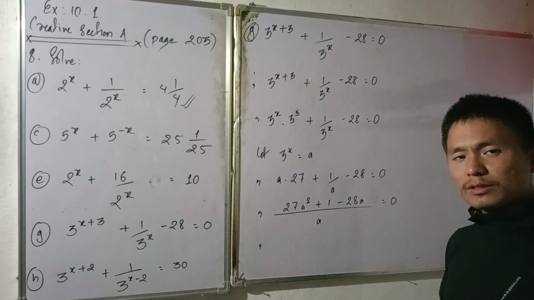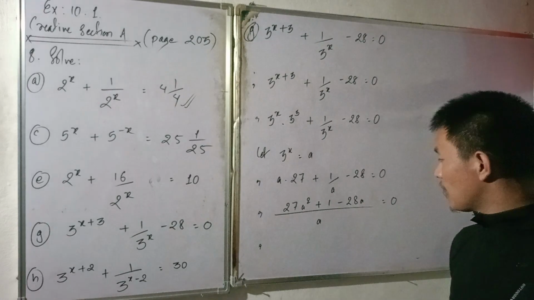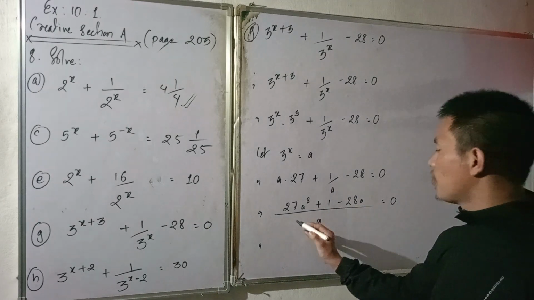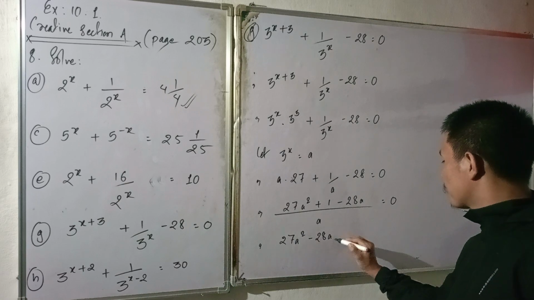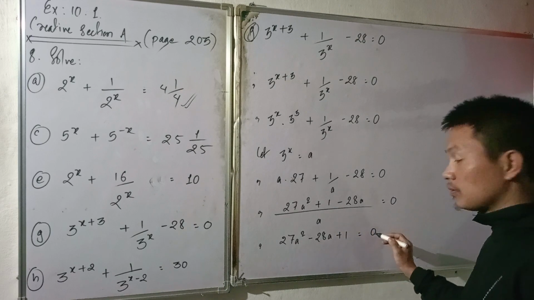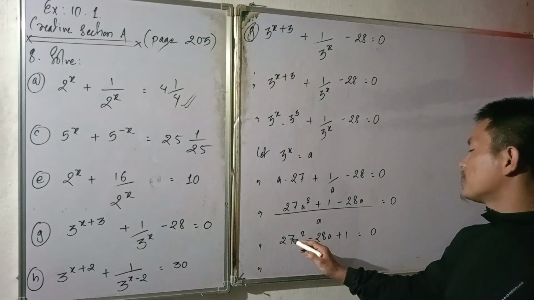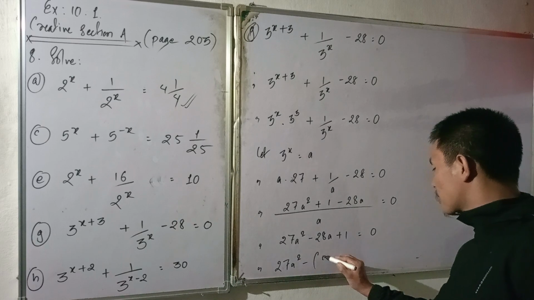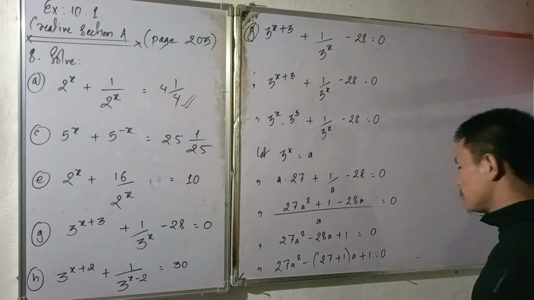Now you must know how to take the LCM. Without knowing how to take the LCM, you'll just be confused in these terms also. Now try to bring this in the standard form. Now 27a square minus 28a plus 1 is equal to 0. Now a multiplied by 0 will become 0. Now try to factorize this. 27 times 1 is 27, 27 plus 1 is 28. So 27a square minus 27a minus a plus 1 equals 0.